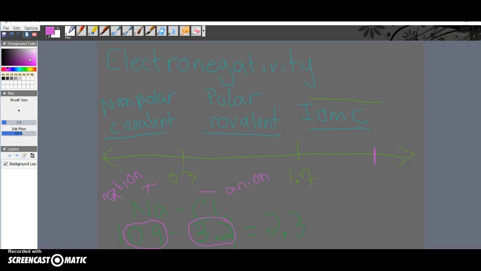Another thing you want to notice is that ionic bonds are almost always formed between a metal, in this case sodium, and a nonmetal, in this case chlorine, whereas our covalent bonds, whether nonpolar or polar covalent, are usually formed between two nonmetals. So something like chlorine and chlorine or chlorine and hydrogen, where you have two nonmetals together, usually forms a covalent bond, whereas a metal and a nonmetal will form an ionic bond.